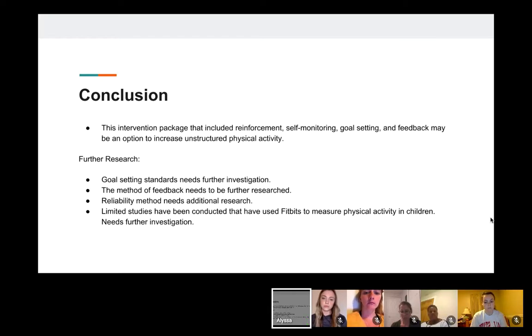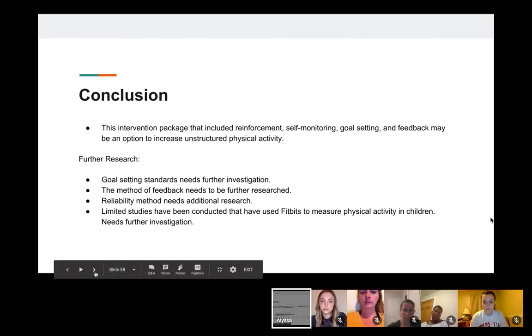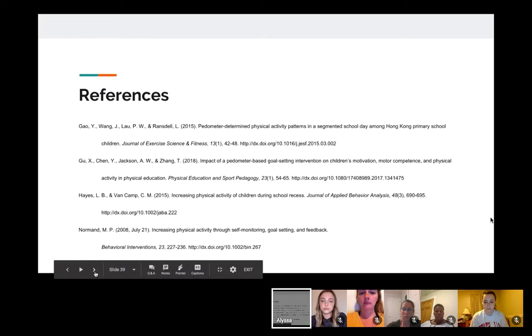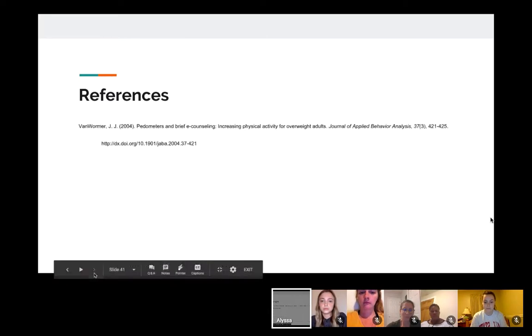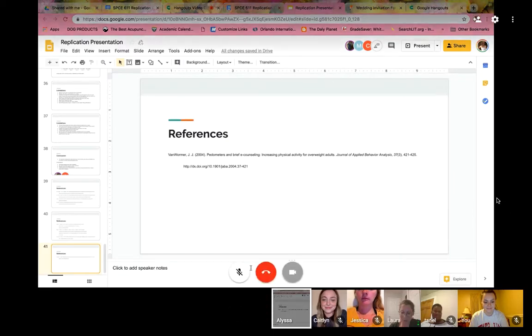There are some limited studies that have been conducted, so we feel that there should be more investigation to ensure that a Fitbit is an appropriate tool to measure physical activity in children. And these are our references. And that is it.